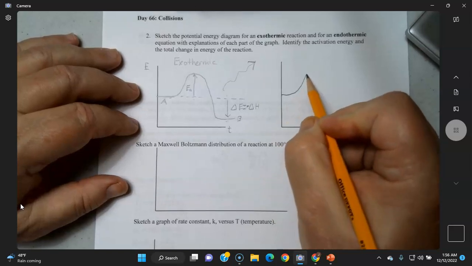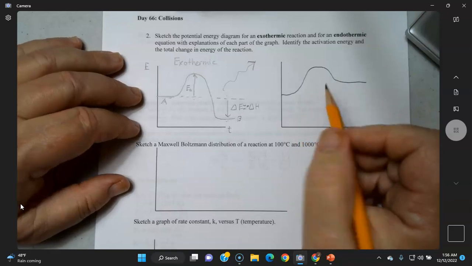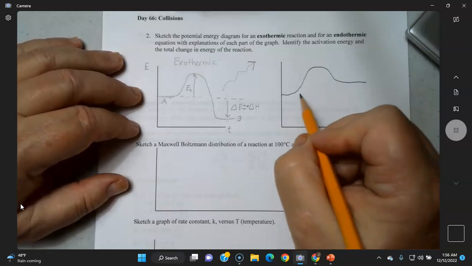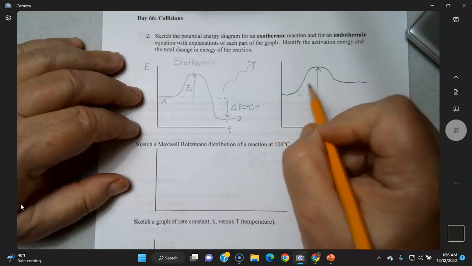We could go up the same way, and then we come down to here. It ends up at a higher energy level. So energy had to go in. So again, the activation energy would be the same here in these two cases.